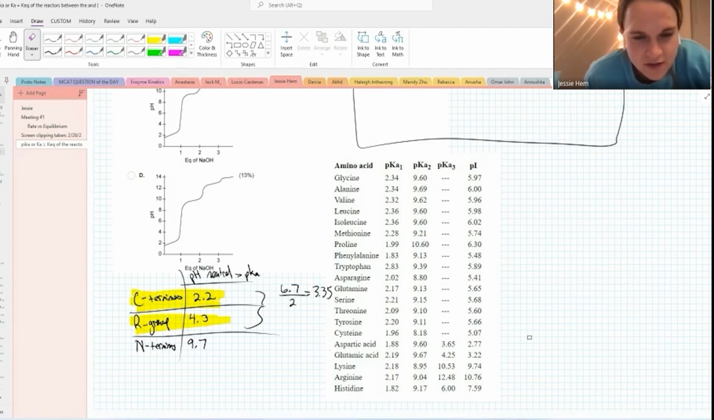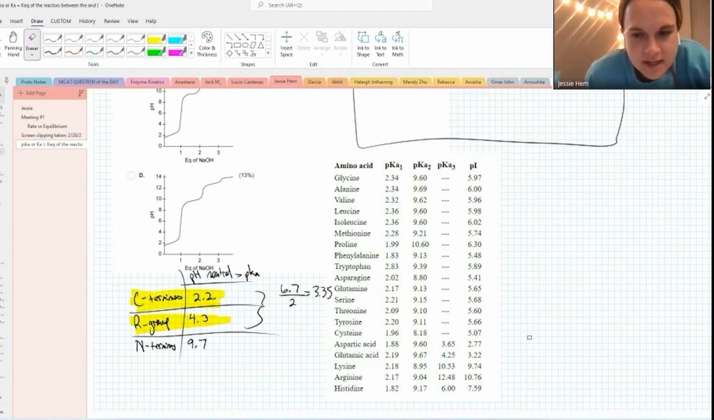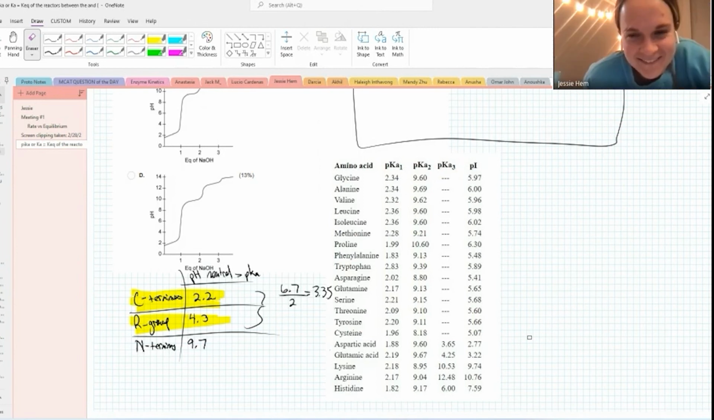So then you could just do that in reverse. If you know the pI, you could figure out the pKa. Yeah, exactly. If they give you the pI and they tell you the pKa of one of the groups, then you can figure out what the pKa of the other one is. And that's helpful for identifying a mystery amino acid, for instance. That's the kind of thing they ask on the MCAT.